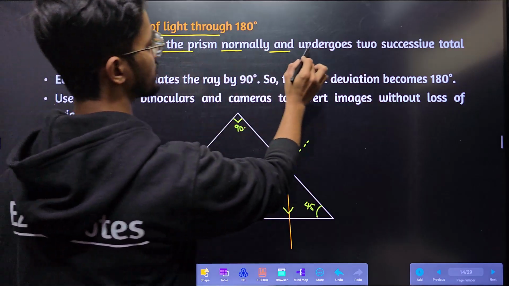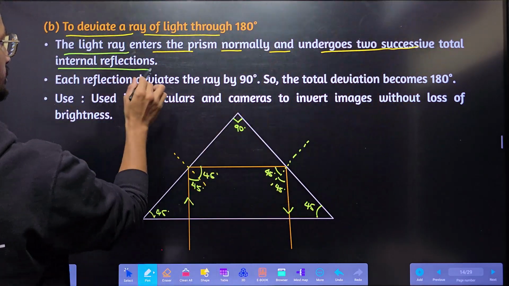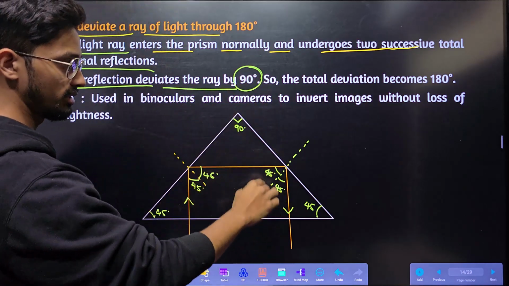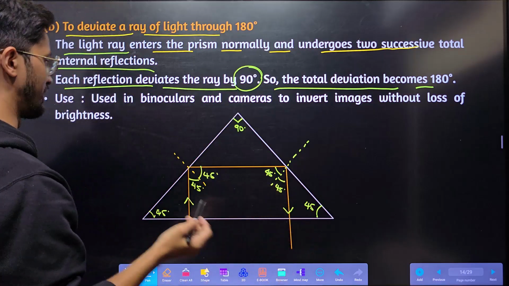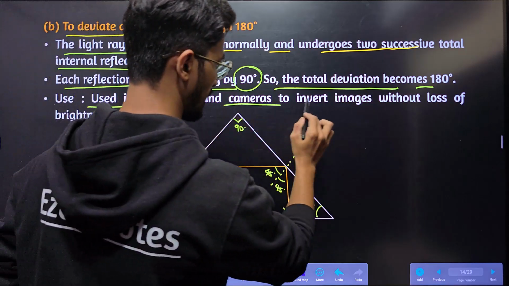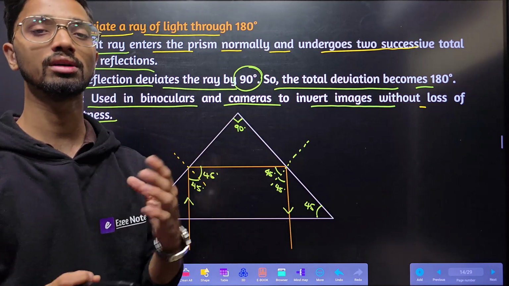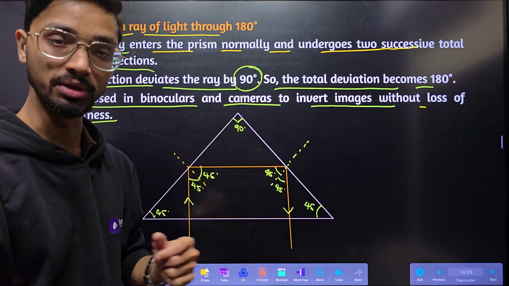The light ray enters the prism normally and undergoes 2 successive TIRs. Each reflection deviates by an angle of 90 degrees. See, 90, 90. So the total deviation becomes 180 degrees. It is used in binoculars and cameras to invert images without a loss of brightness. It is used to invert the images.